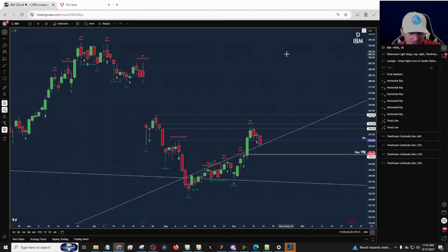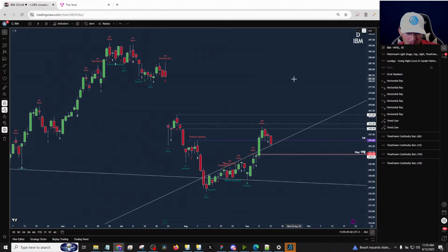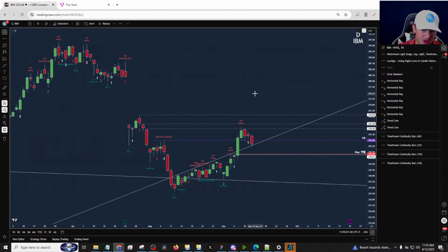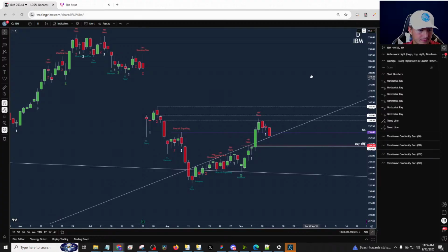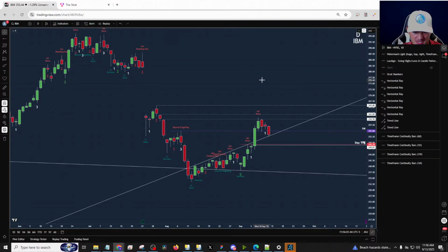Which signal? 2-2 reversal, or gap down buy, gap up sell. Pick one of those. Because one of my favorite setups that occurs is when you have a stock that's full time frame continuity and then it gaps down and then it just keeps going. It's really simple. So gap down buy, gap up sell.